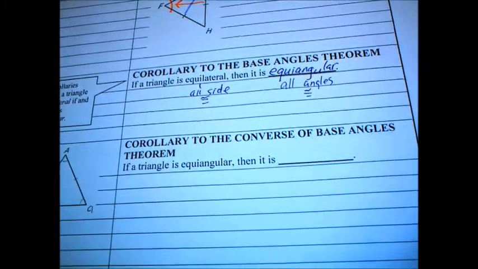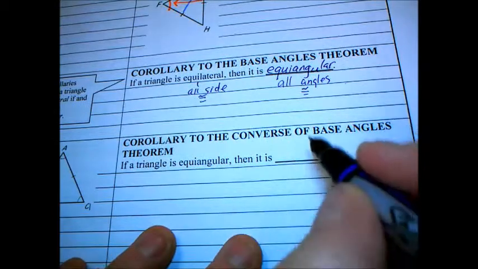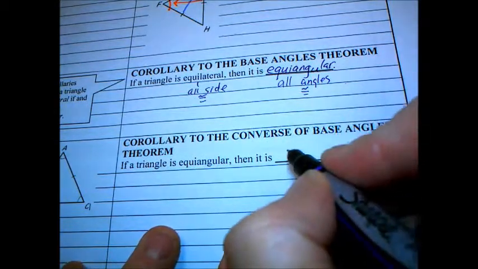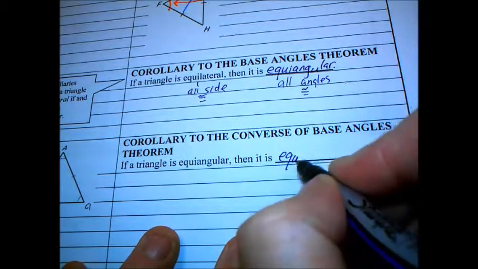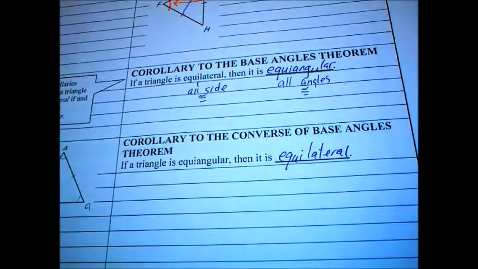The second corollary is just the opposite. It says if a triangle is equiangular, then it is also going to be equilateral. It just goes both ways. And realize an equiangular or equilateral triangle is also called isosceles, because in isosceles at least two sides are congruent.